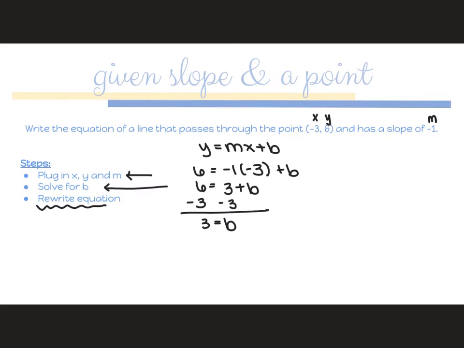For the last step, rewrite the equation. We're just going to plug in m and b. So y equals, slope was -1, x plus 3. Again, it's not really necessary to write this -1. So it's really better if my answer is y equals -x plus 3.